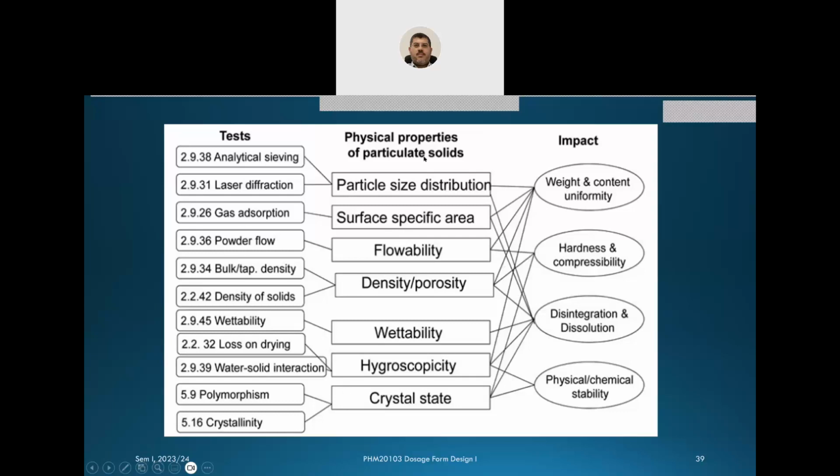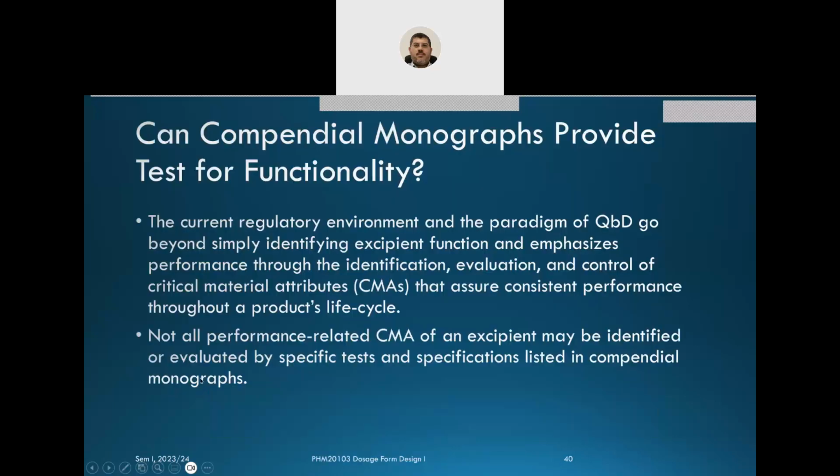You can go through this table. You have the list of physical properties of particulate solids, of particles, and how they affect the characteristics of the dosage form, and what are the tests used to identify them. Okay, the last issue we talk about is, can compendial monographs provide tests for functionality? No, not directly and not all the time.